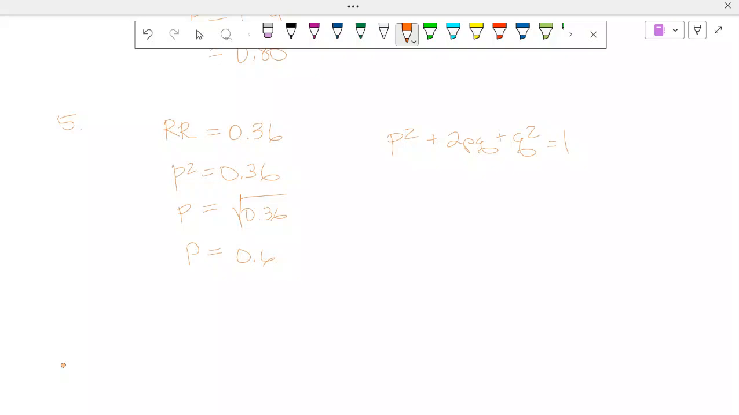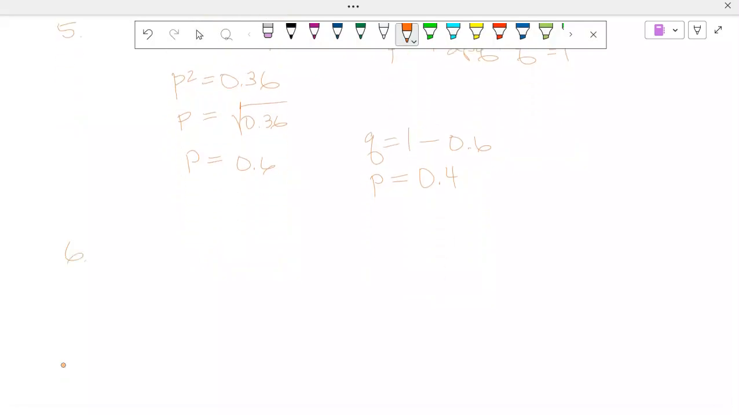They also want to know the Q value. So now that you've found the P value, the Q value is going to be 1 minus the P value, 0.6, and that's going to give you a Q value of 0.4. Remember, P plus Q must equal 1. Okay, let's do number 6.